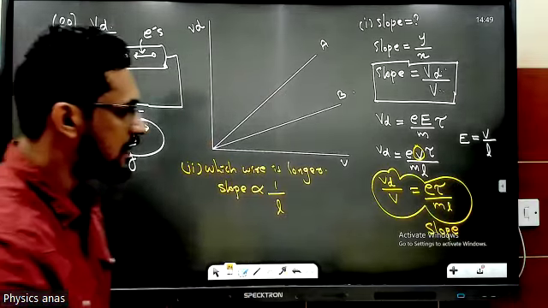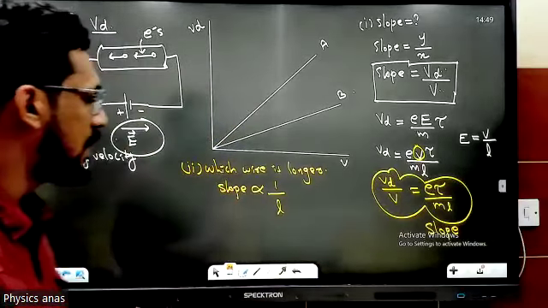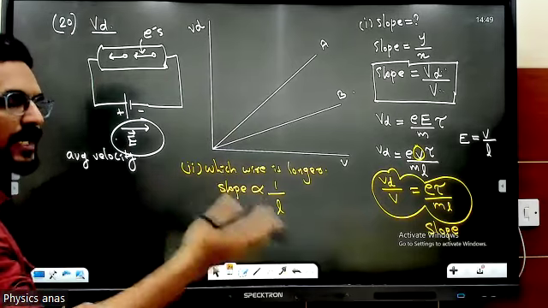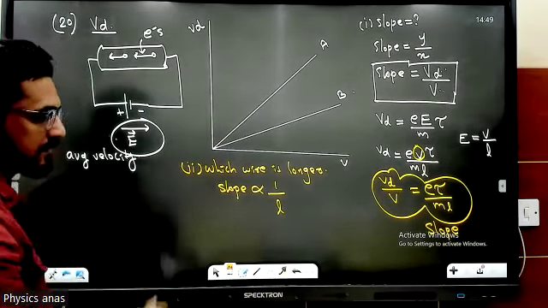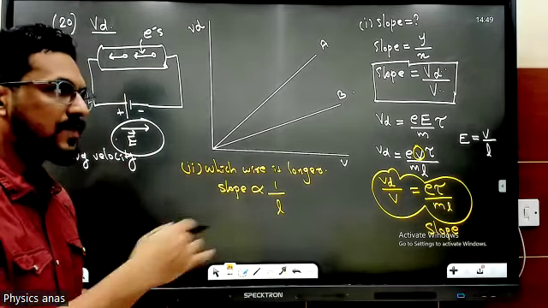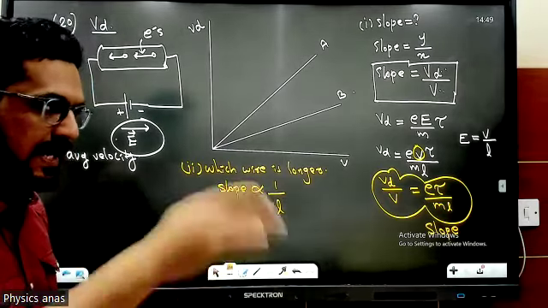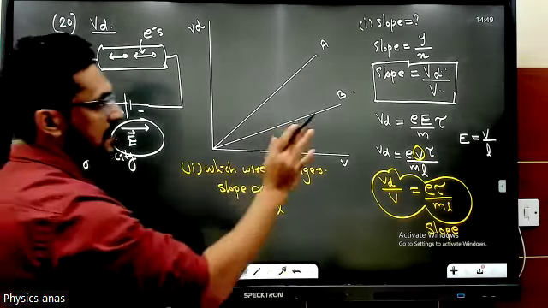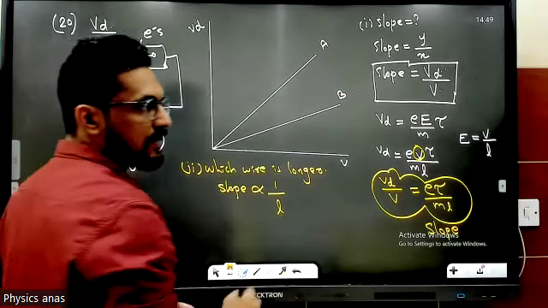What is the meaning of that? Slope will be inversely proportional to length. You got it? Okay? If the slope increases, length decreases. Who has greater slope in this graph?